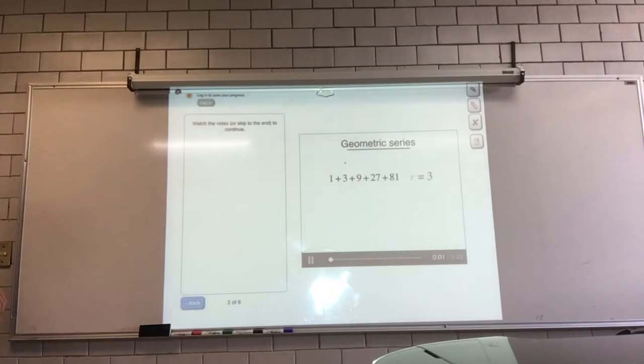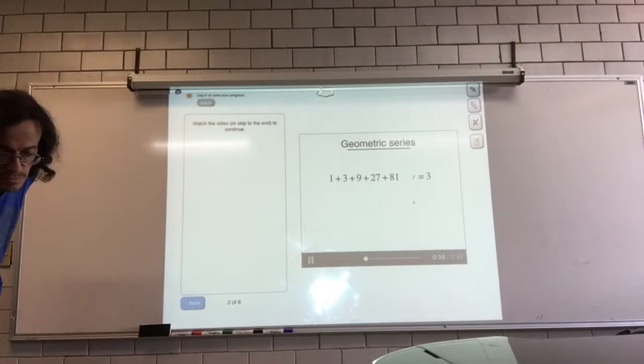Right, it's 3. You'll usually see this number, which is the ratio between consecutive terms in this series, indicated with the letter R.